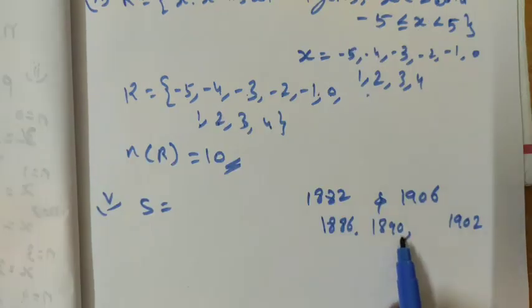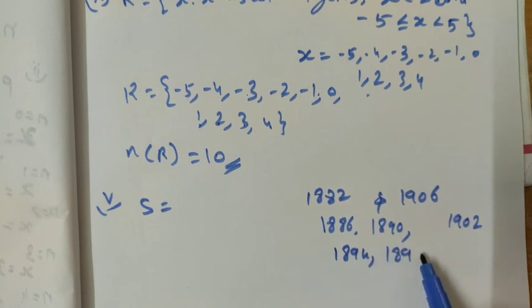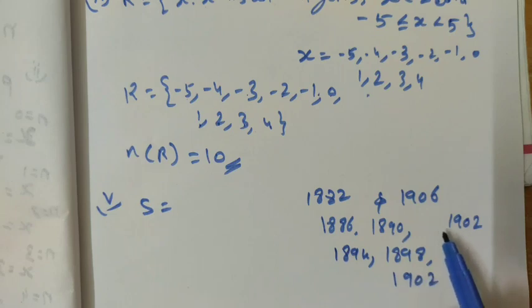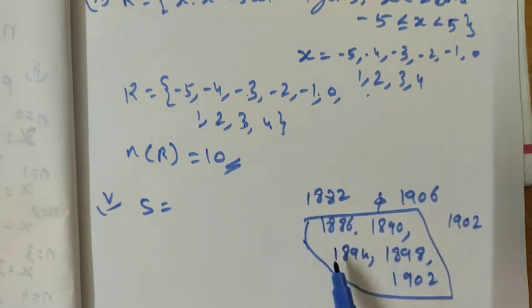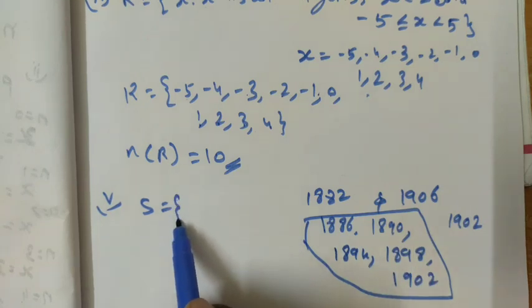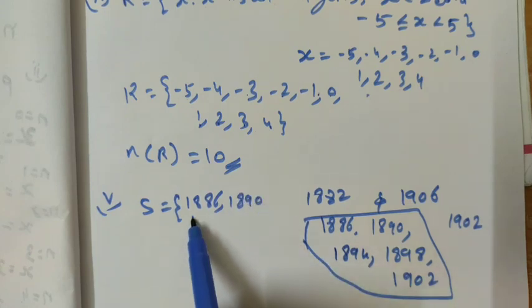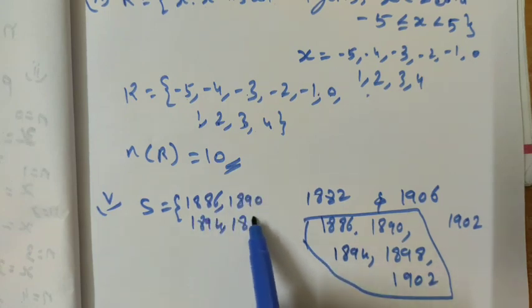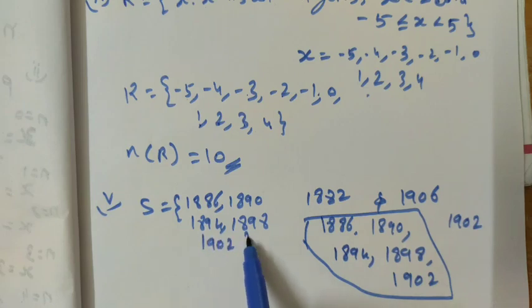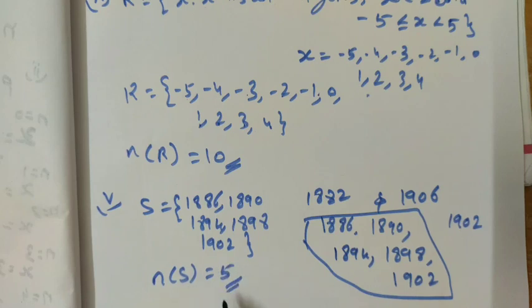1890, and then 1894, 1898, and then 1902. These are the leap years we have in between these 8 years. So the set S is equal to 1886, 1890, and then 1894, 1898, and 1902. How many elements? 1, 2, 3, 4, 5. So n(S) is equal to 5, which is the cardinal number.